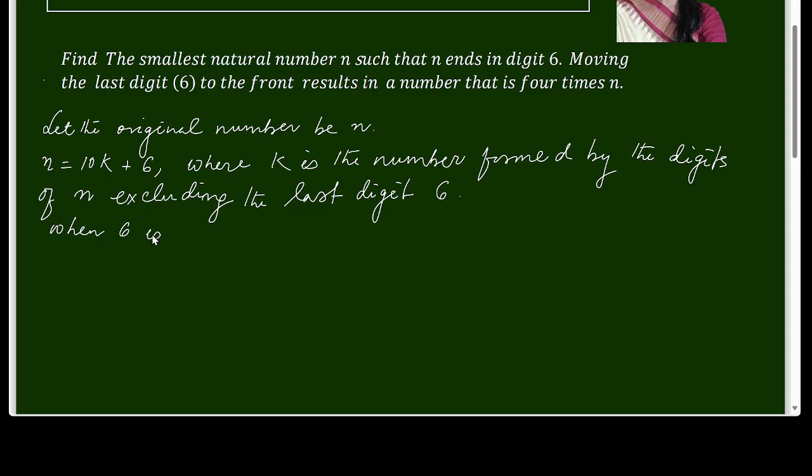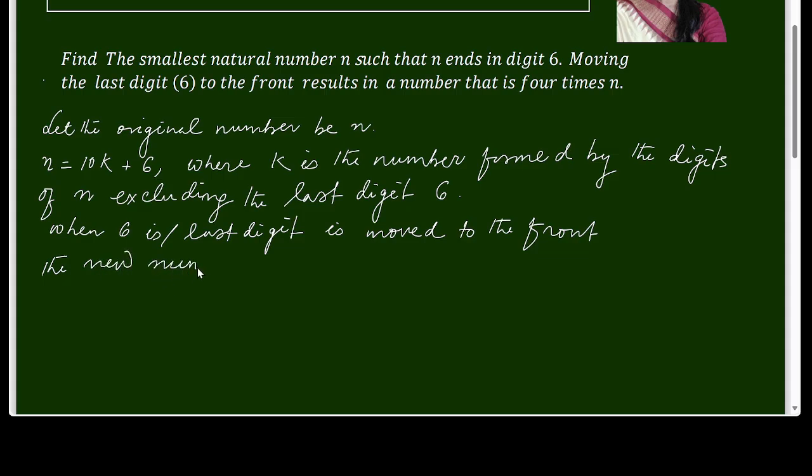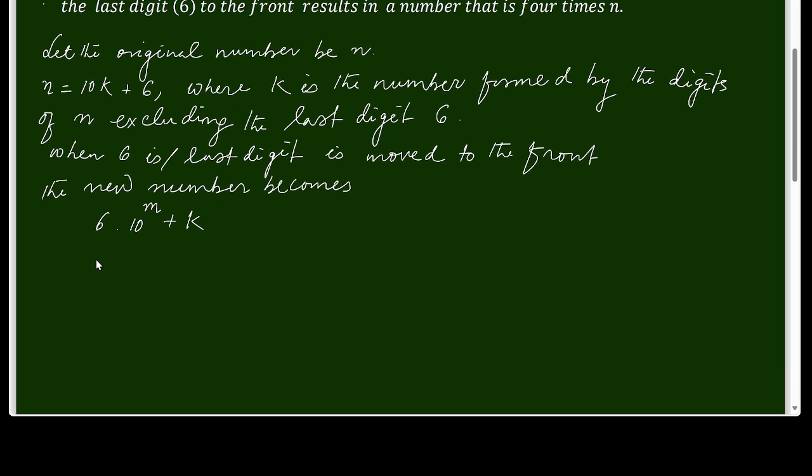When the last digit 6 is moved to the front, the new number becomes 6 times 10 to the power m plus k, where m is the number of digits in k.